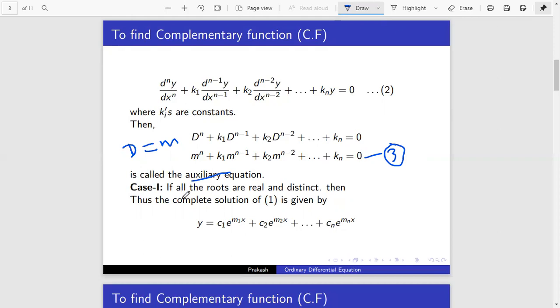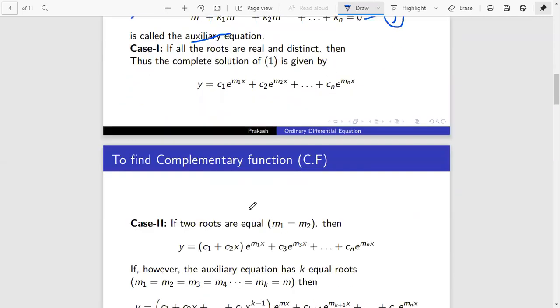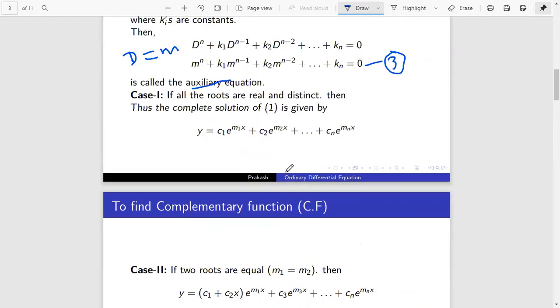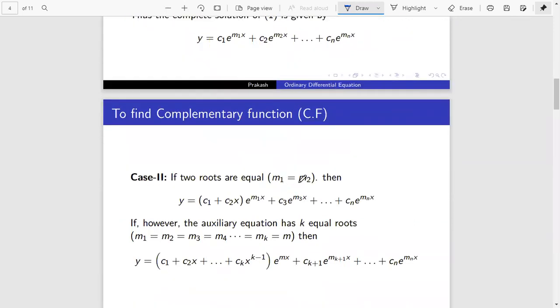Case 1: if all the roots are real and distinct, then the complementary function is c1 e^(m1 x) plus c2 e^(m2 x) plus up to cn e^(mn x). In the second case, this is an nth order equation; in case 1 all n roots are different. Now in the second case, only two roots are equal, and the other roots are real and different. Then the complementary function is y equal to (c1 plus c2 x) e^(m1 x).